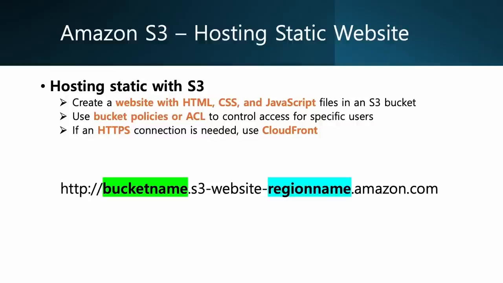Next, let's learn how to host a static web using S3. If you have HTML, CSS, or JavaScript files in an S3 bucket, you can create a static website using them. You can create a website like this with a bucket name and region name. Access management for this website can be done by granting access rights to specific users through bucket policies or ACL. If you need to use HTTPS at this time, you need to design it by placing CloudFront in front of S3. This part will be explained again when you learn about CloudFront.